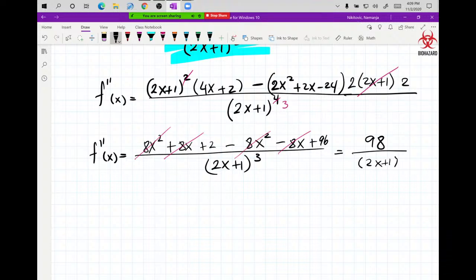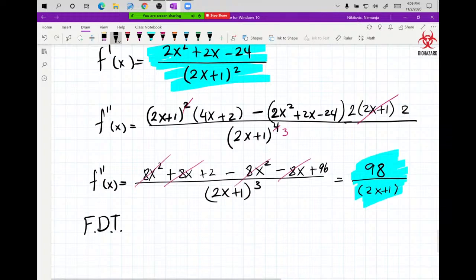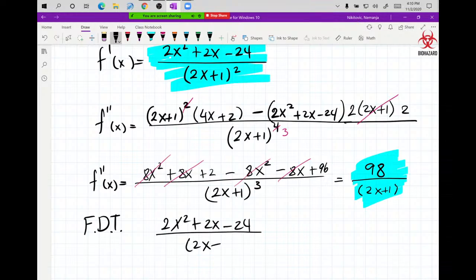our second derivative test. But now, before we hit the second derivative test, we have to do the first derivative test. Oh, I forgot to do this. There we go. First derivative test, we take our first derivative, 2x squared plus 2x minus 24 divided by 2x plus 1 squared.